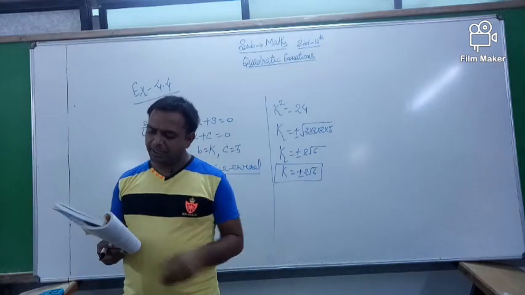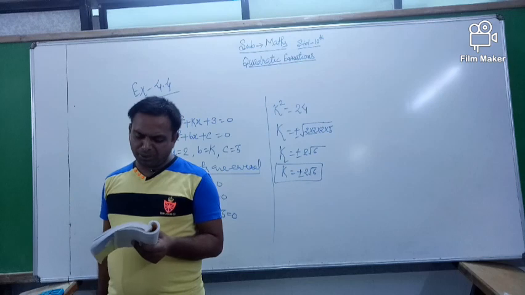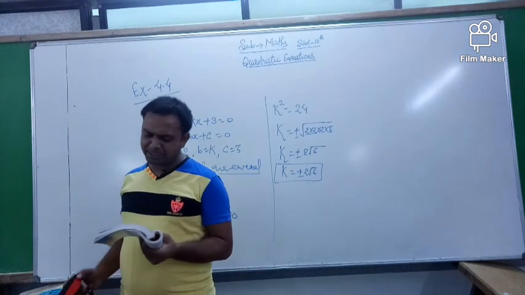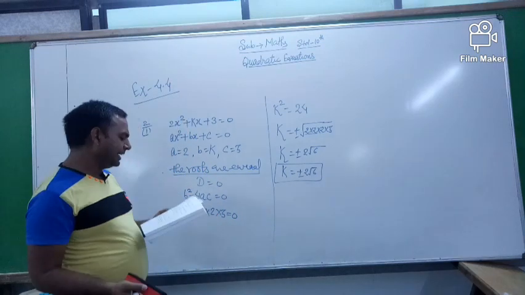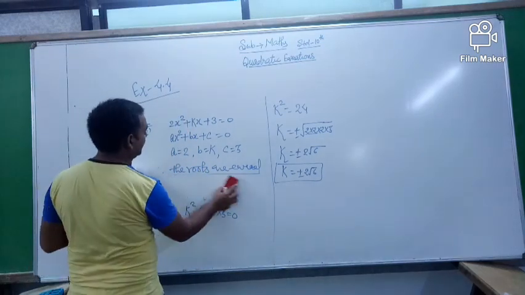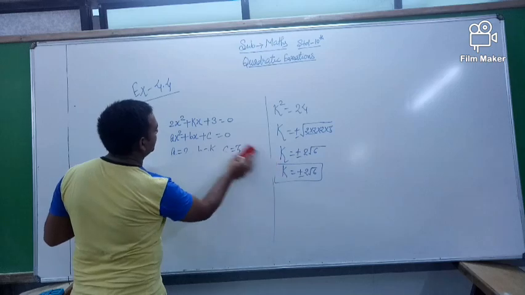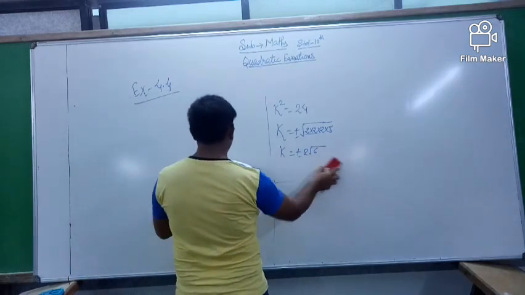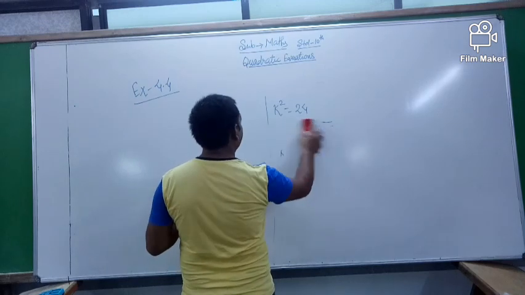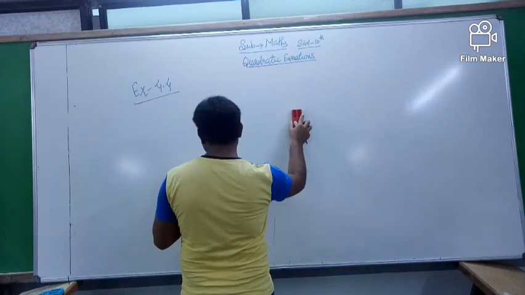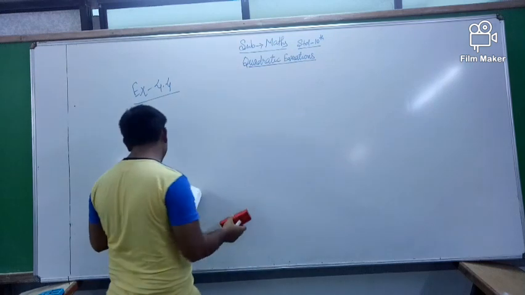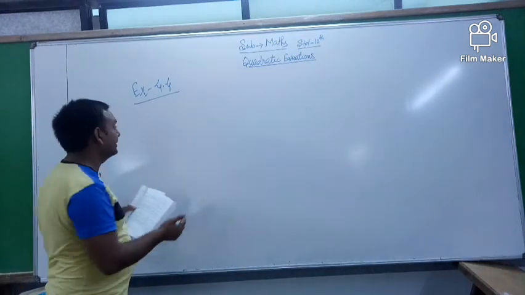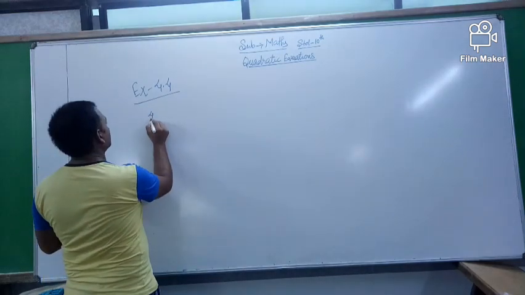Here, in the following situations, is it possible? If so, determine their present ages. The sum of the ages of two friends is 20 years. 4 years ago, the product of their ages in years was 48. So I say, the age of question number 4.